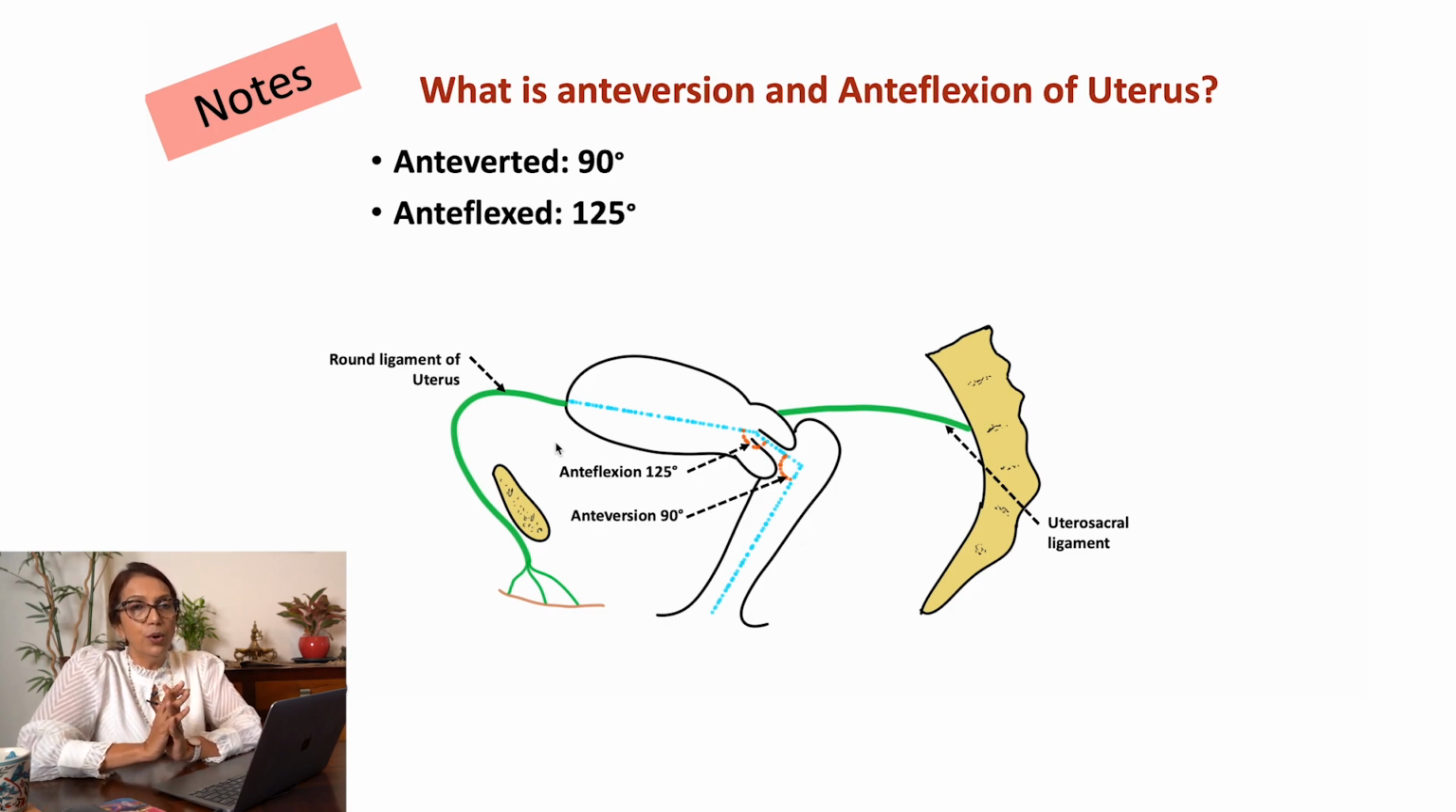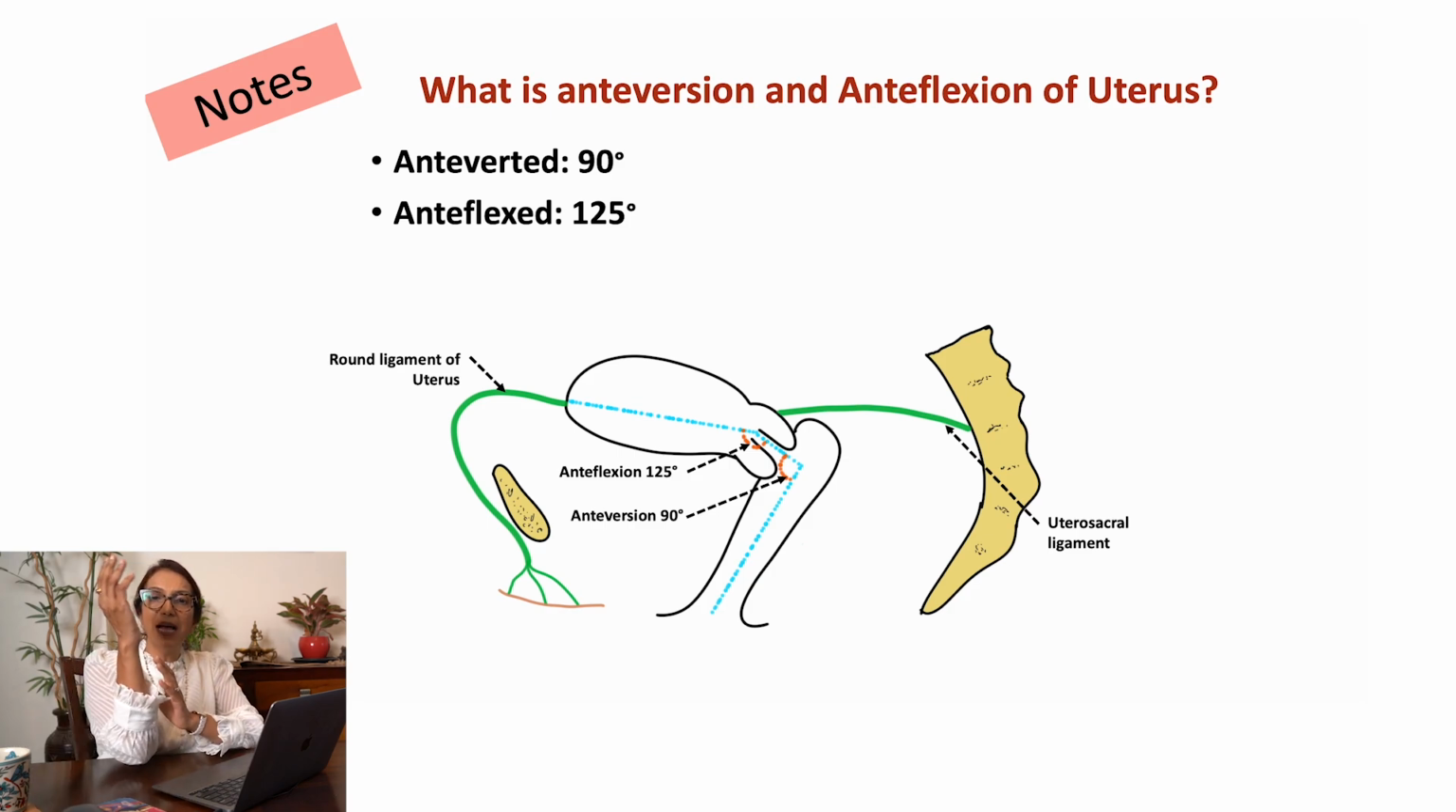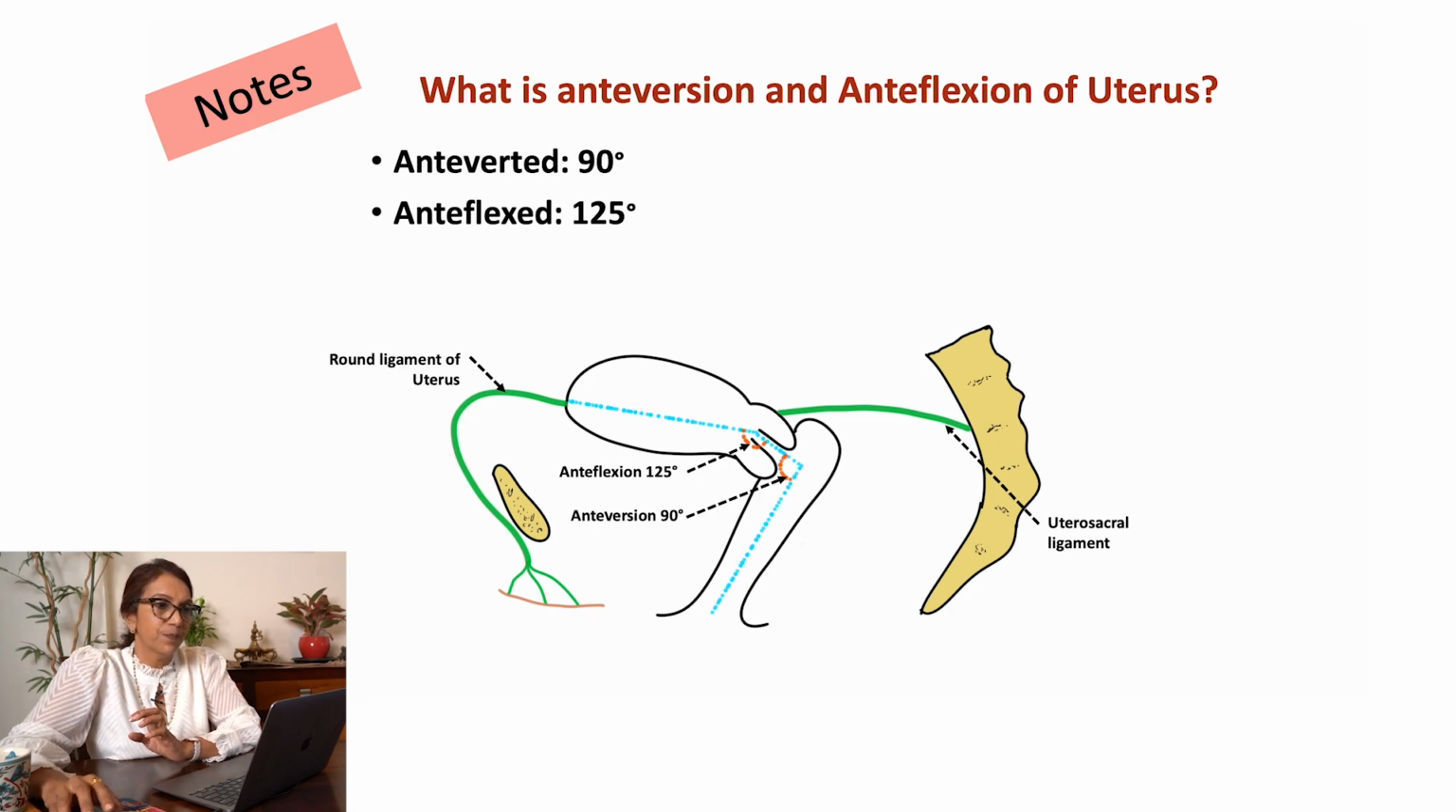Let's study a little bit more to understand this better. Here you are seeing the axis of the cervix and the axis of the vagina. The angle between them is anteversion, 90 degrees. Here you are seeing the axis of the uterus and the axis of the cervix. The angle between them is anteflexion, 125 degrees. So now one last time: vagina, cervix, 90 degrees, anteversion. Cervix, uterus, 125 degrees, anteflexion. This is the normal position of the uterus.